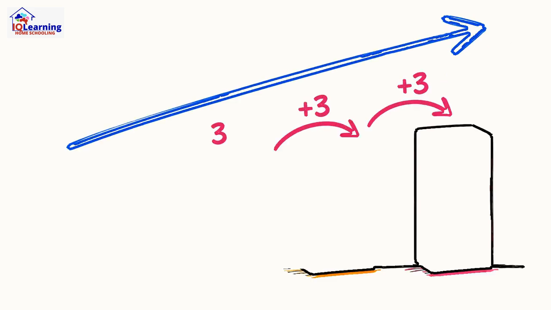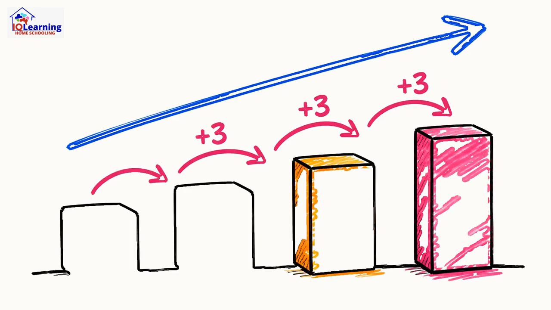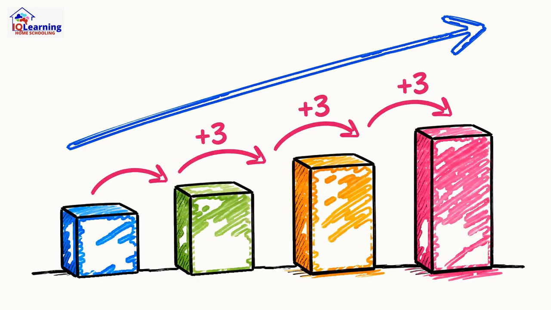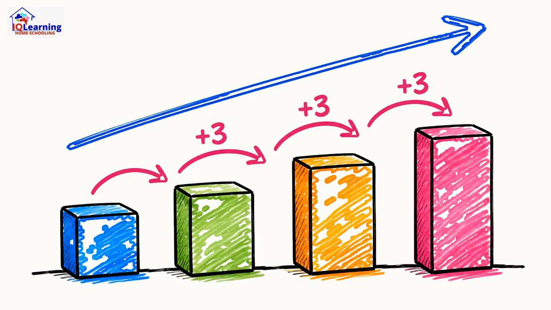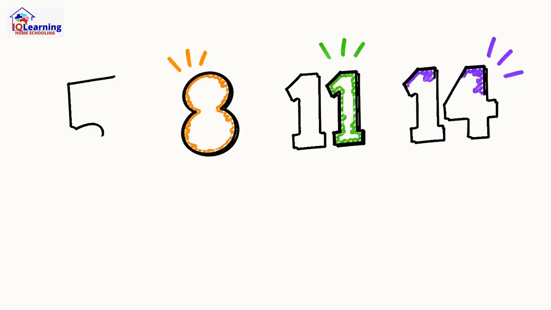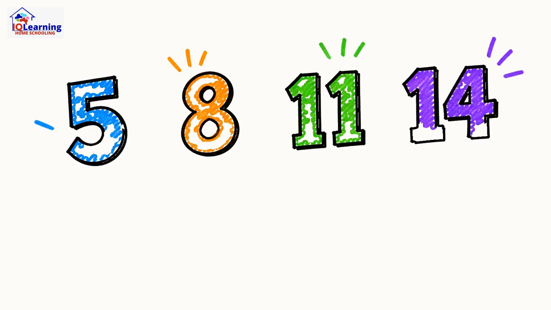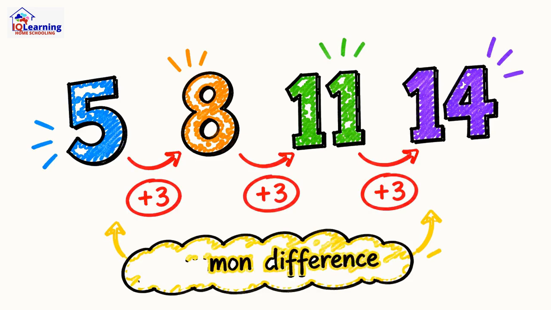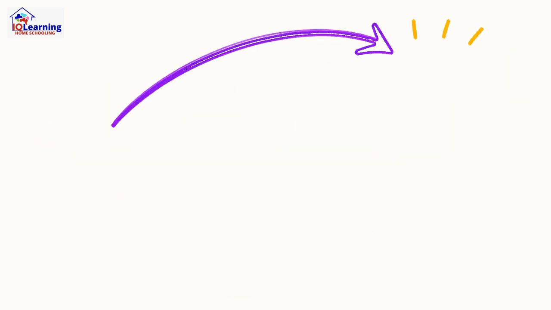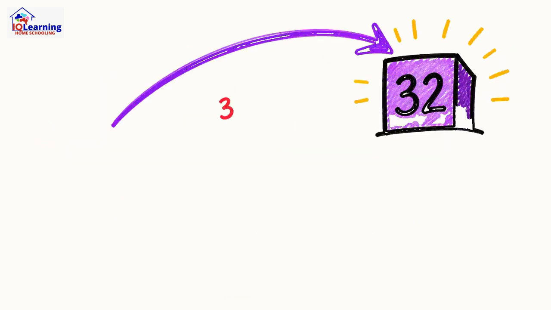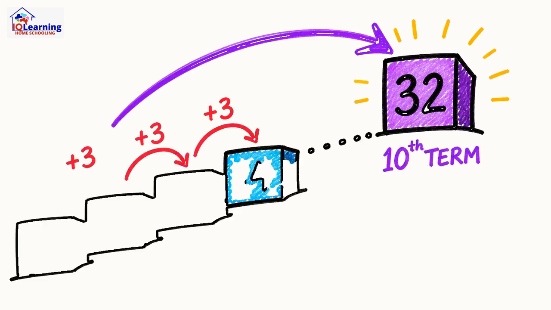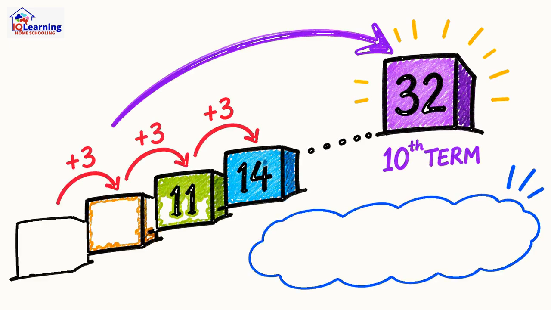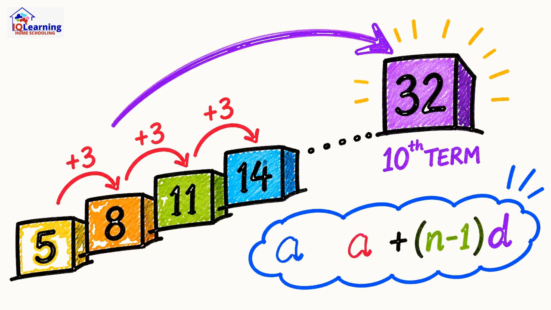First, there's the arithmetic sequence. Think of it as predictable, linear growth. You add the same amount each time. Imagine the sequence starting with 5, then 8, 11, 14. You're consistently adding 3. That constant step is called the common difference. With a simple formula, you can find the 10th term is 32, without needing to list every single number in between. It's steady, reliable, and follows a straight line.